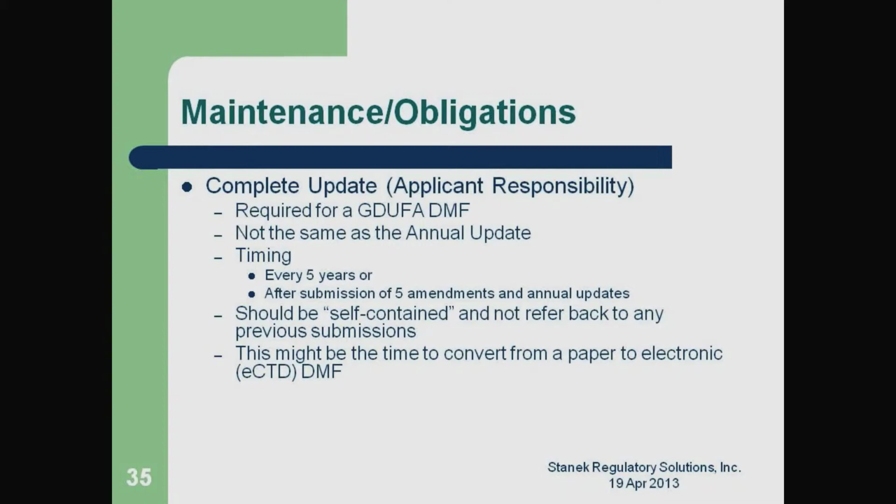It is not the same as your annual update. Their suggested timing is every 5 years or after you've submitted 5 amendments and annual updates. So they want a refresher. They want a new complete package from you approximately every 5 years with the current information. So they don't have to go back and weed through, okay, was this section updated or not, particularly for a paper submission. They want it to be self-contained. They don't want you referring back to a previous submission to that DMF. And they hinted this may be a great time to convert from paper to electronic eCTD. So I feel like it's coming.